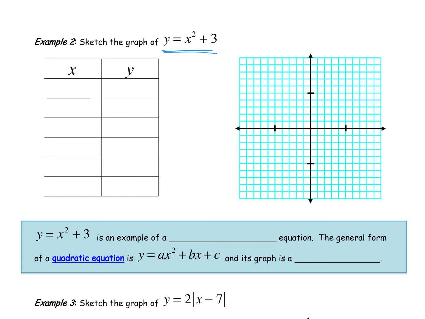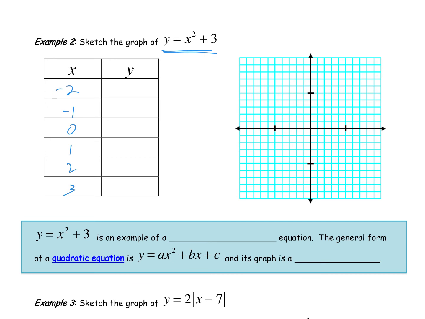And let's get some ordered pairs that we can plot using an XY table. So once again, for this graph, it's going to be convenient to choose x values near 0. So I'm going to choose x being -2, -1, 0, 1, 2, 3. And then we'll compute the y coordinates.